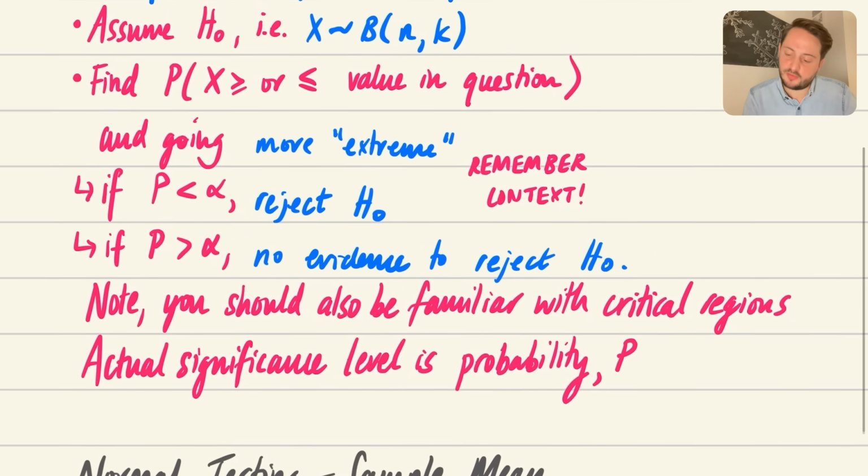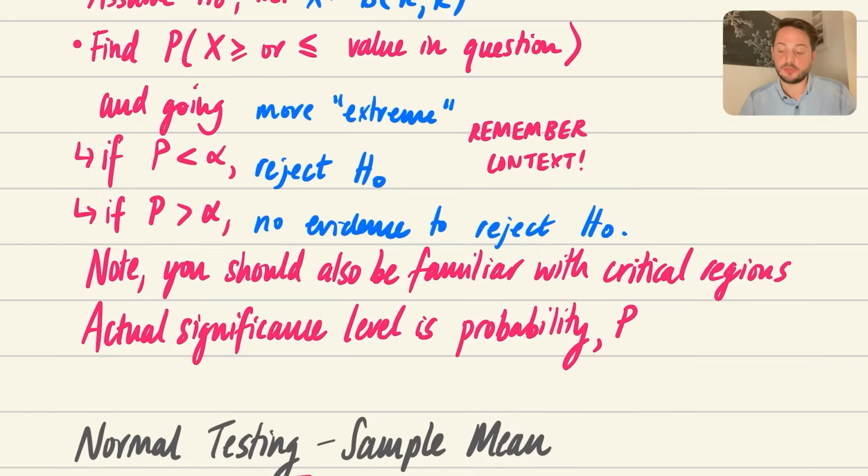Note, you should also be familiar with critical regions, okay? So you need to be able to do some of these things, finding critical regions as well. The actual significance level is the probability P that you would have worked out at this stage up here. We are now on to the very, very last bit.